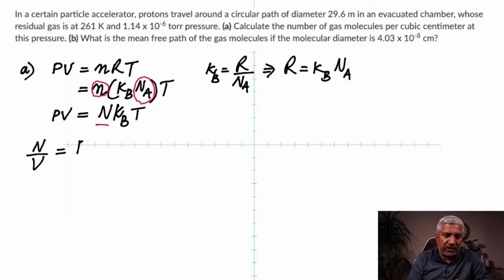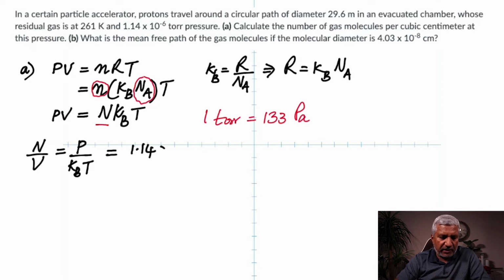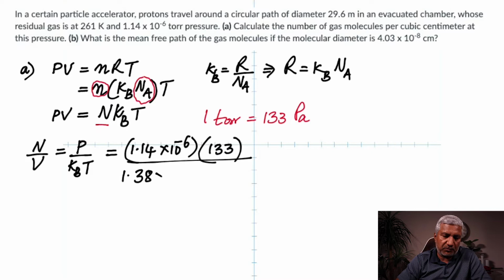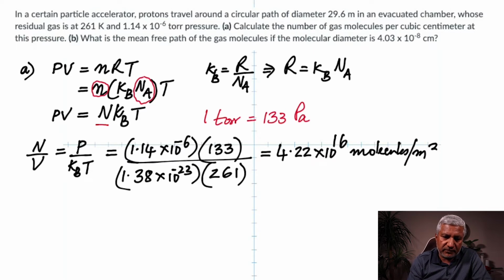So if you rearrange that, you're going to get N over volume is P over k_B T. And this I told you already, that 1 torr is 133 pascals. And so I'm changing what's given in torr into pascals. I have to multiply with 133, divide by the Boltzmann constant, which is 1.38 times 10 to the negative 23, times the temperature, which is given as 261. When you do that, you get 4.22 times 10 to the power 16 molecules per meter cube.